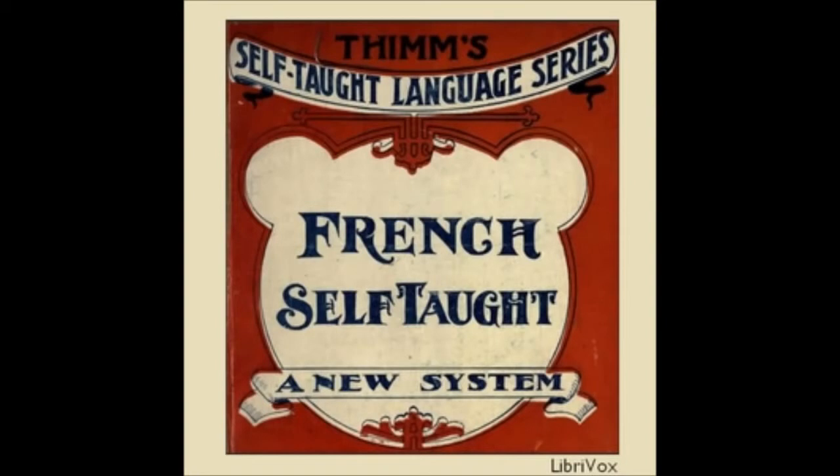Mend it. Raccommodez-la. Here is the dressmaker. Voici la couturière. Show her in. Faites-la entrer. Tell her to wait. Dites-lui d'attendre. I am busy. Je suis occupé. Shall I tell her to call again? Faut-il lui dire de repasser? I shall be disengaged in an hour. Je serai libre dans une heure.